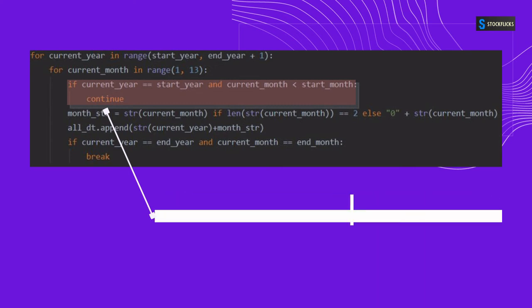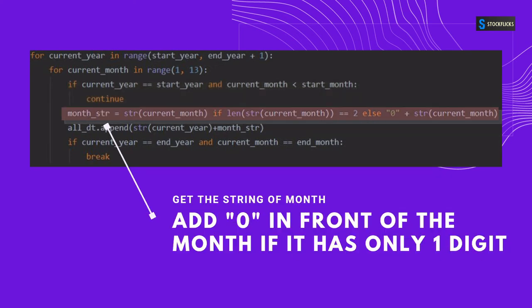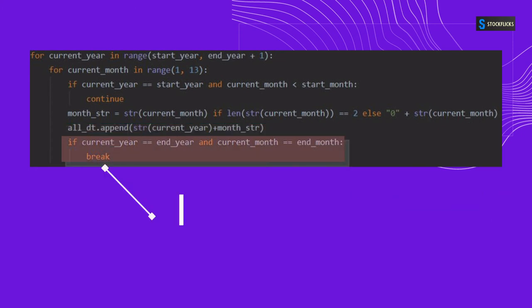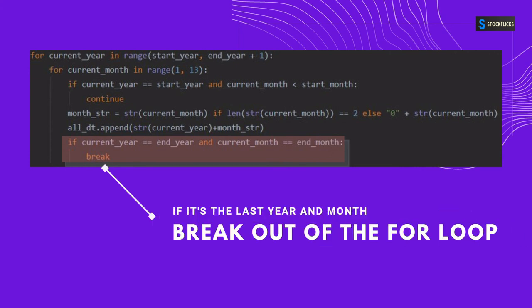For each iteration, we will check if the month has 2 digits. From January to October, we will add a 0 in the front so that it is a string with 2 digits. Next, we will append this string to a list, all DT. This contains the years and the months, in strings. When we finally reach the end month of the end year, we will no longer continue the loop. Thus, we will break out of the loop and this part ends.